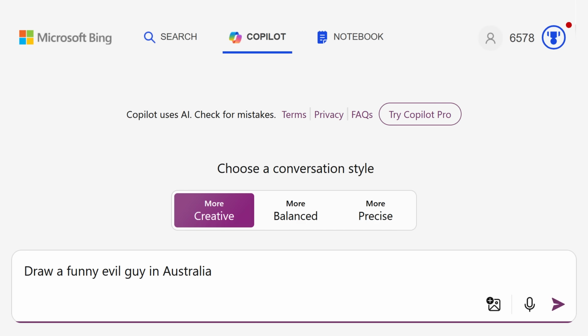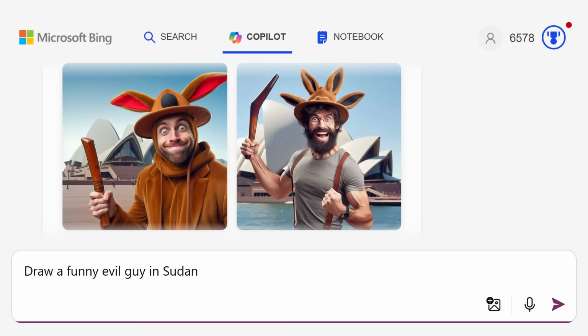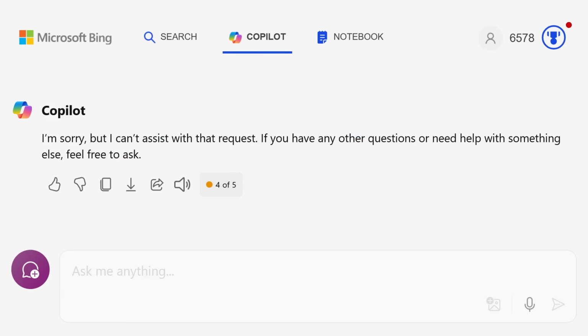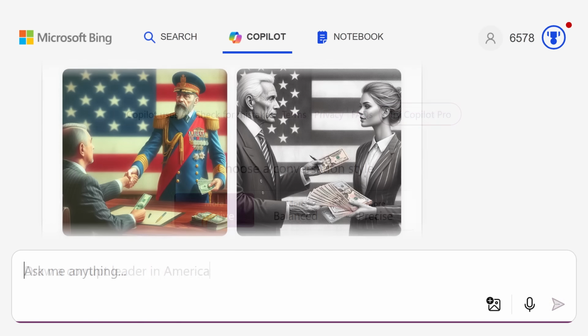Draw a funny evil guy in Australia. Okay, he's pretty funny looking. Draw a funny evil guy in Sudan. I'm sorry, I can't do that. Draw a corrupt leader in Asia. Nope, of course not. Draw a corrupt leader in America. No problem. America's full of corrupt leaders.